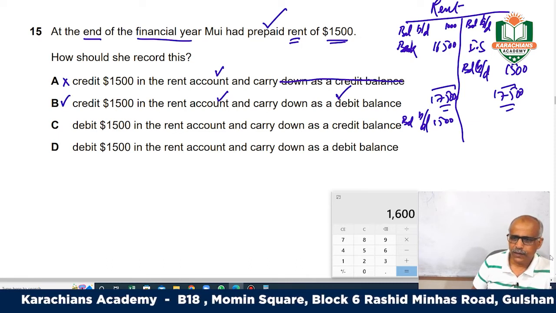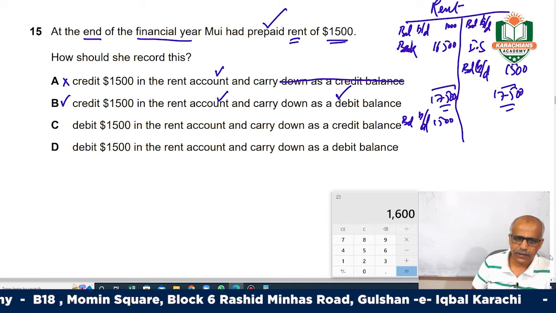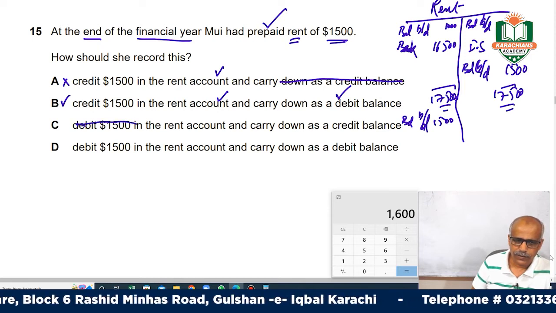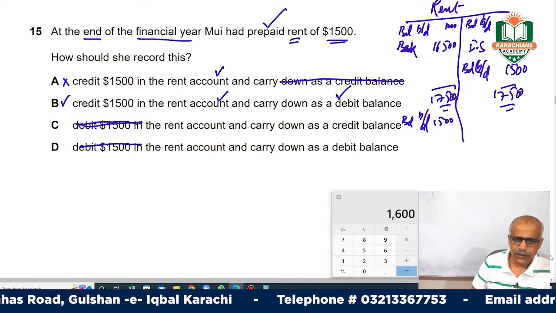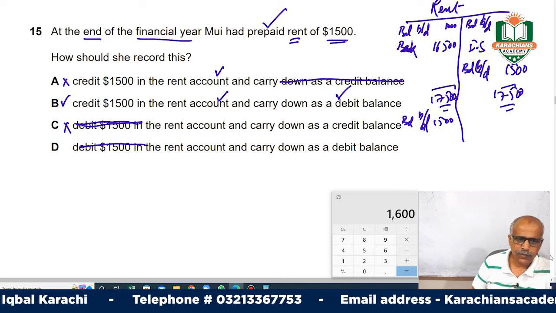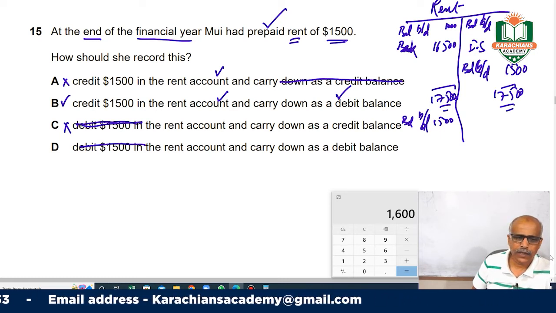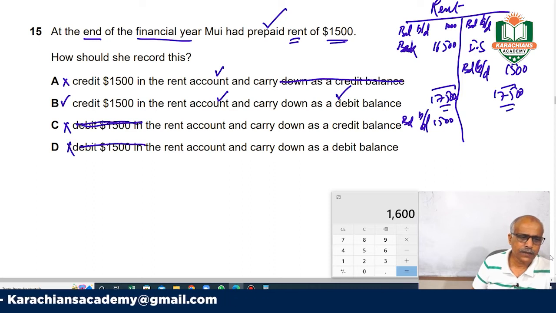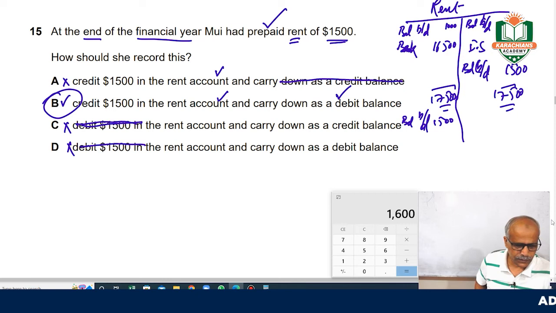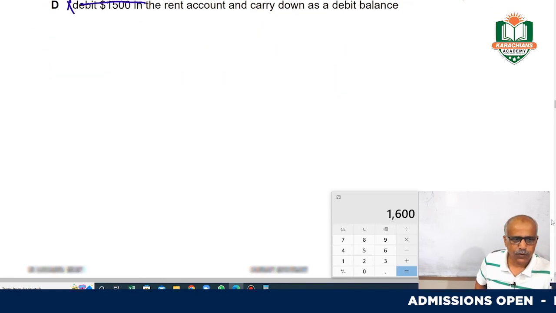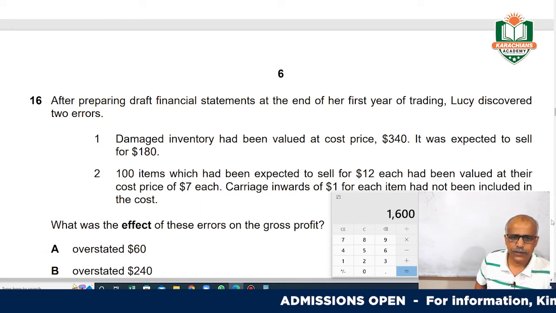Debit 1500, no, this will not be. This is incorrect. This will not be debited, you will credit it, right? So this is incorrect. Your correct answer is B. Question 15, answer is B. Move on to question 16.